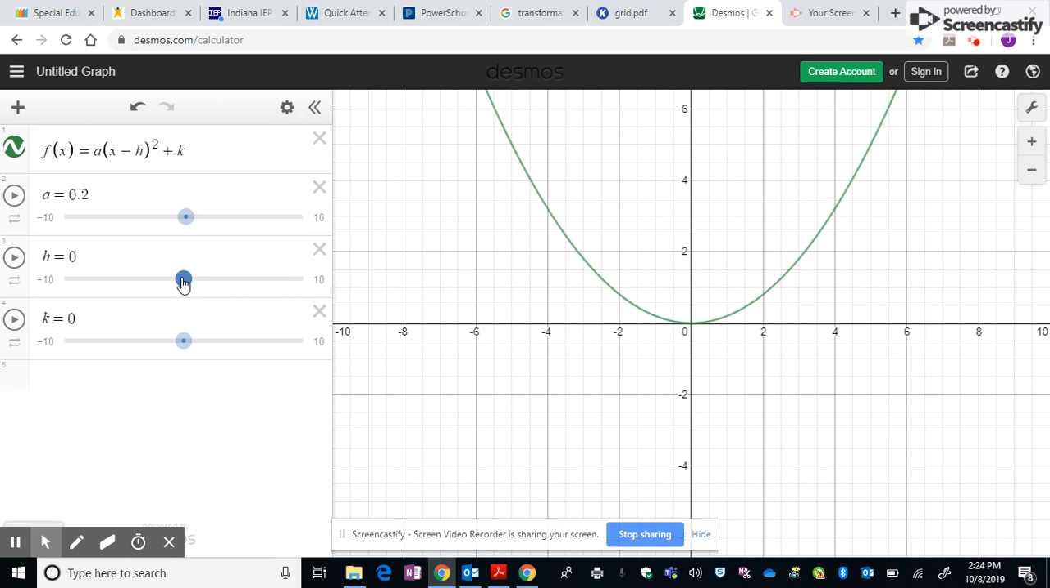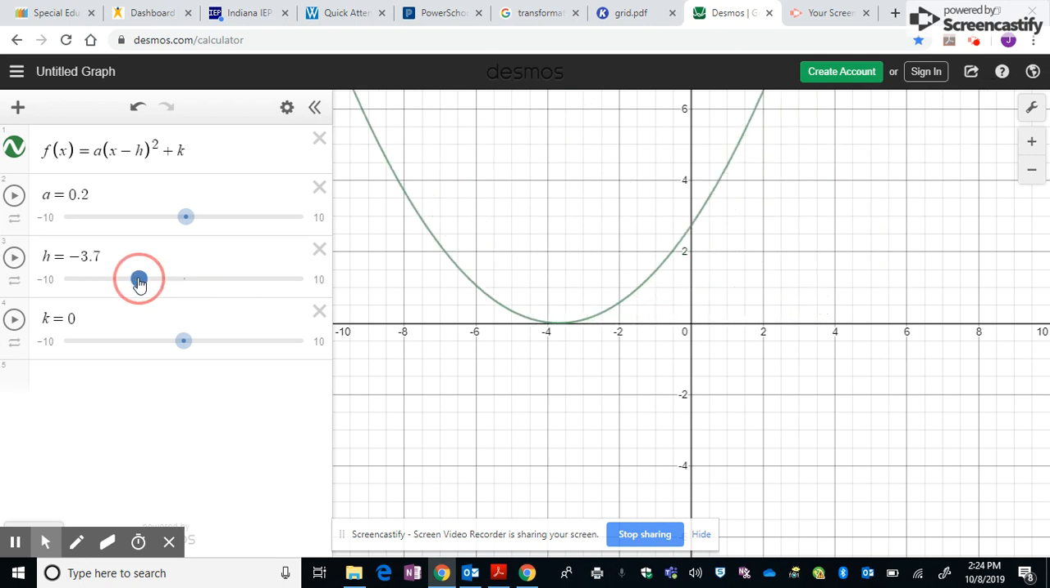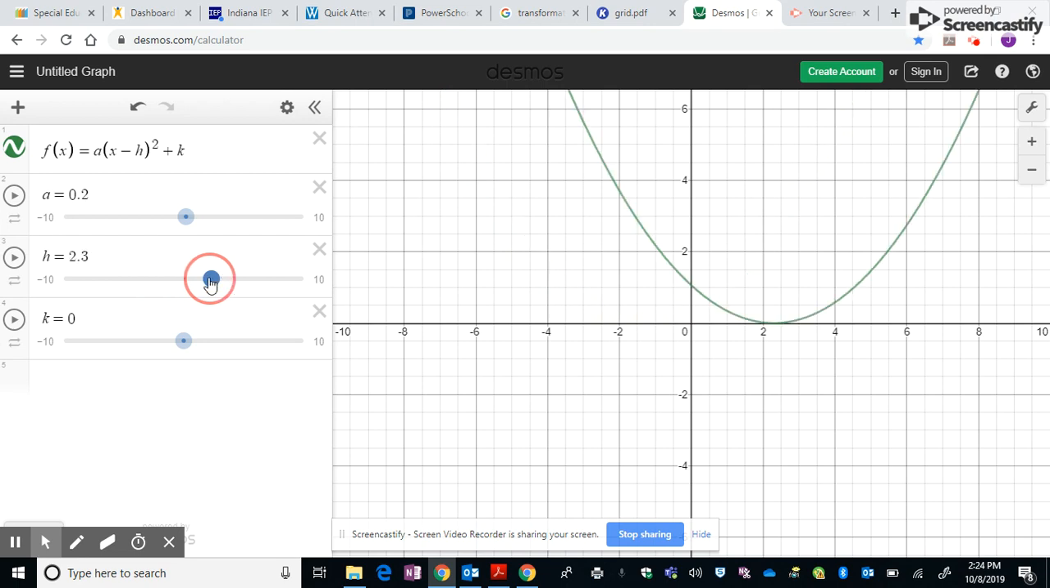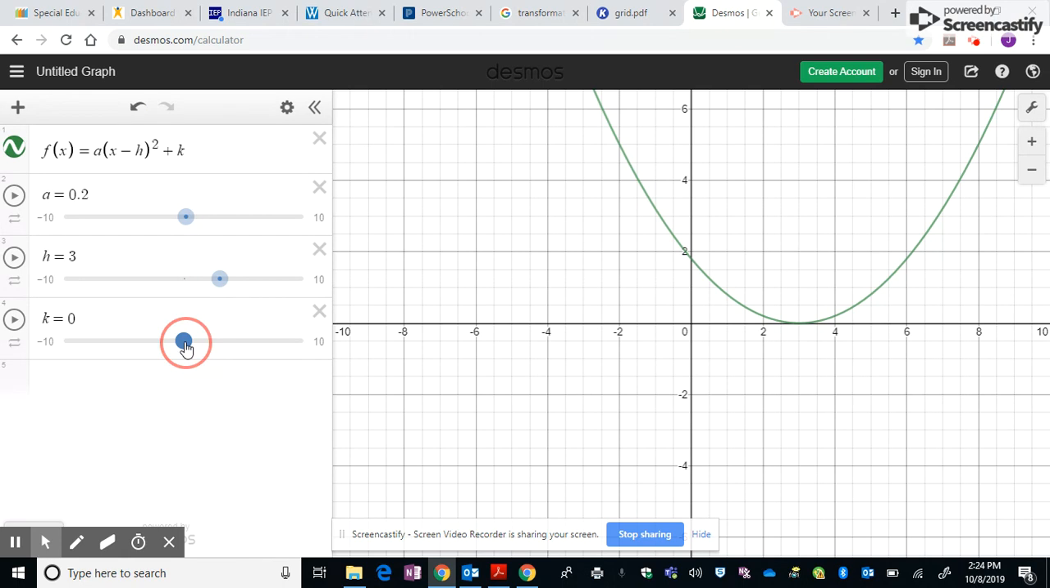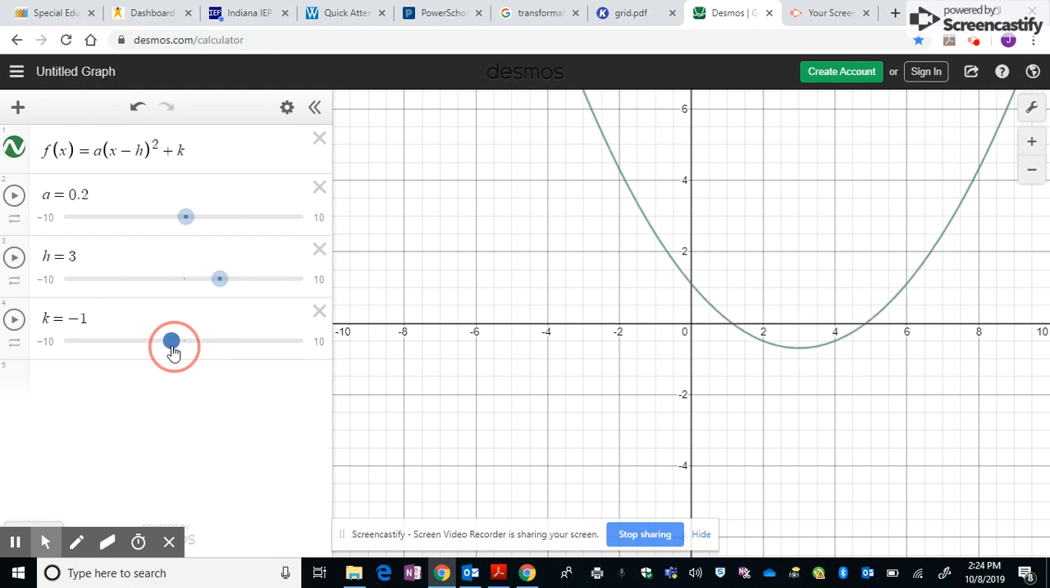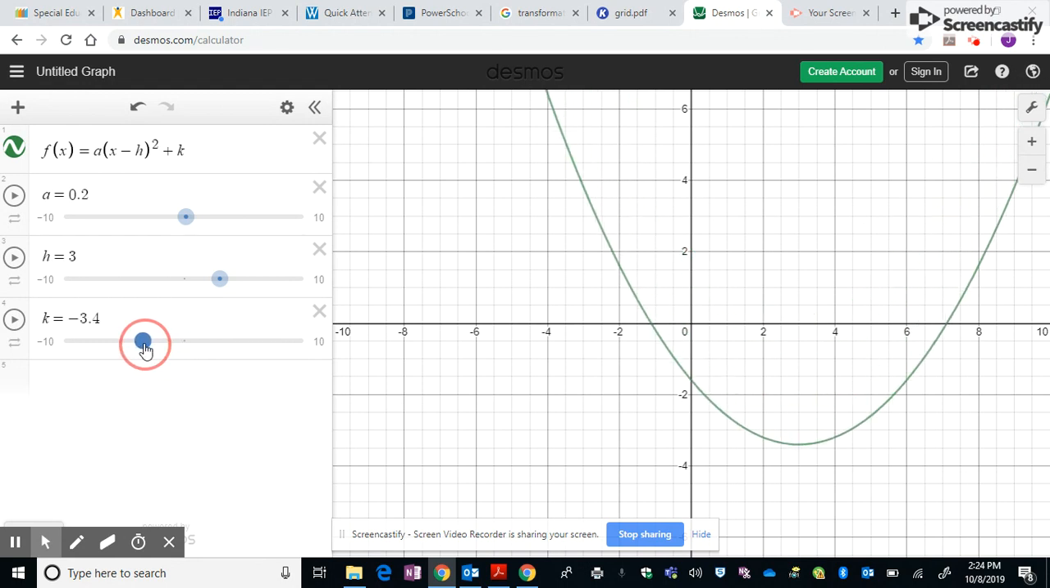My h value shows the horizontal movement. Based off of this right here, it's self-explanatory. It moves it to the left or to the right. So right here would be an h value of 3. And then my k value would be my vertical movement. So that tells me how much I go up or how much I go down.